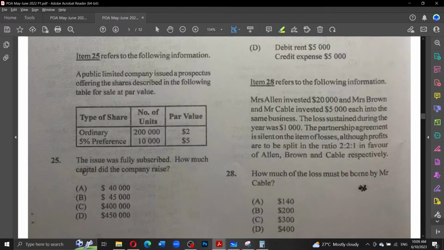See, fully subscribed means that this amount that was advertised is the actual amount that was sold. So we have 200,000 times $2, that's going to be 400,000. But this here is just 400,000 for ordinary shares, therefore this answer is not correct here. And now we have to add the preference share, which is $5 times 10,000, which is 50,000. So we have 400,000 plus 50,000, which will give us 450,000.